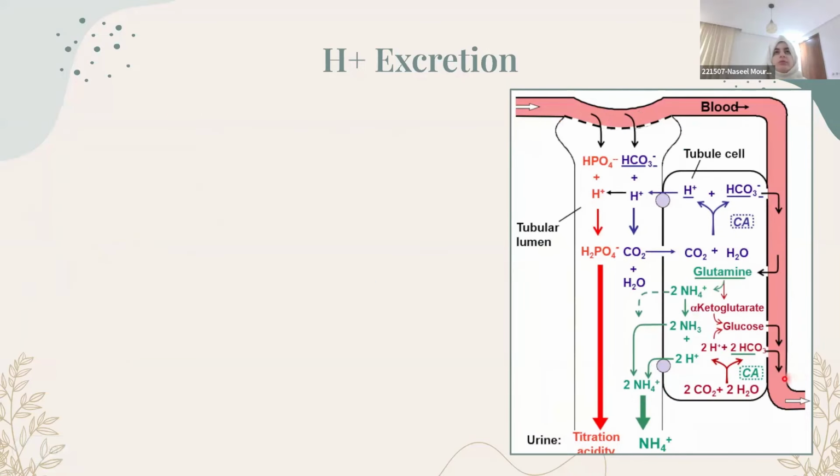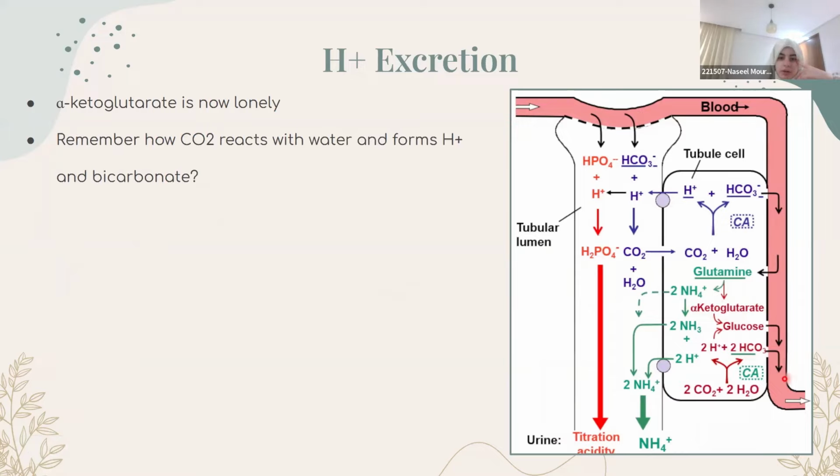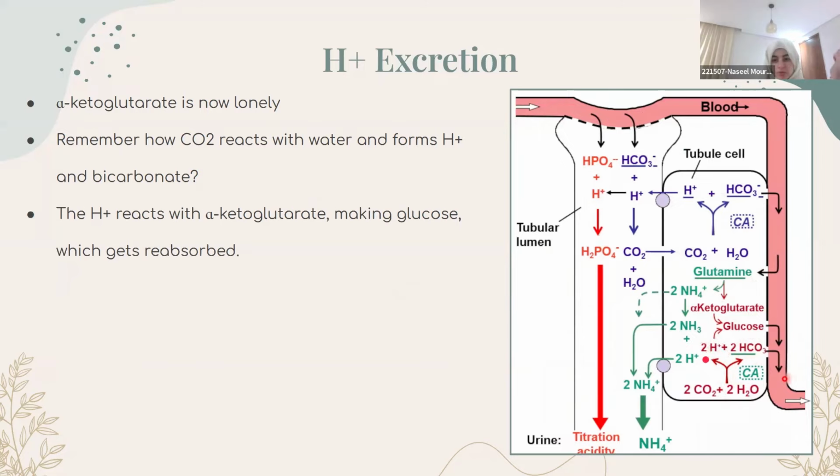Okay, now we said, all right, we've excreted the H plus. However, we have alpha ketoglutarate left here. It feels lonely, okay? So we have to get that back inside the blood. So how can we do that? Basically, remember this formula again? The carbon dioxide with water reacts to form hydrogen and bicarb. So we're going to need this hydrogen. Now this hydrogen from this reaction would react with alpha ketoglutarate and would produce glucose. And now glucose is just going to be readily absorbed into the blood.